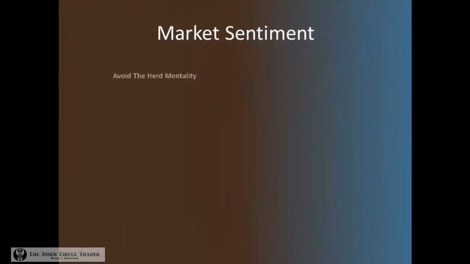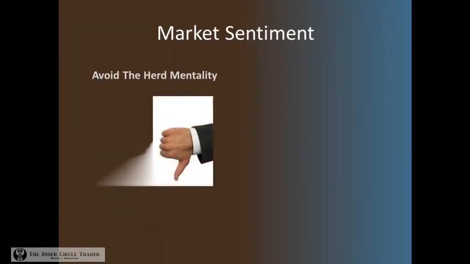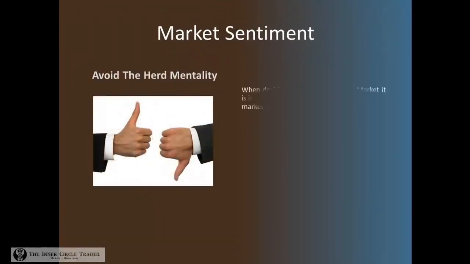Market sentiment. You have to avoid the herd mentality. If everybody's doing it, it's probably not a good thing in the futures market or Forex. It's usually probably petered out. So you want to be looking to trade against the majority. Now, when deciding to take action in the market, it is important to remain on the side of the market that is the minority.